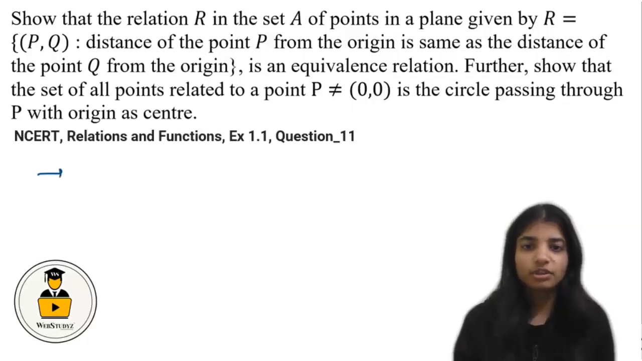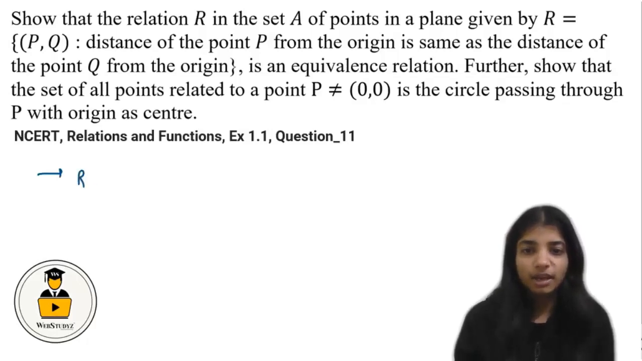In this question, we have to show that the relation R in a set A of points in a plane, which is given by R equals {(P, Q)} such that the distance of point P from the origin is the same as the distance of point Q from the origin, is an equivalence relation. And further show that the set of all the points related to the point P, not equal to (0, 0), is the circle passing through P with the origin as the center.